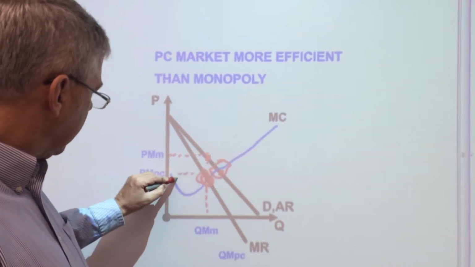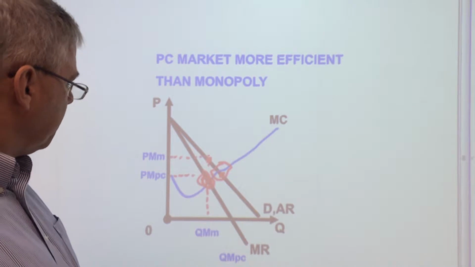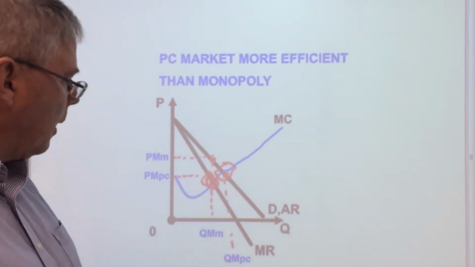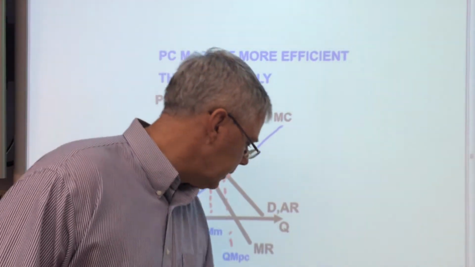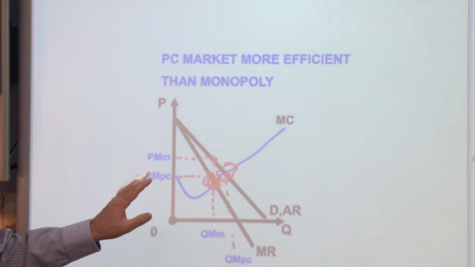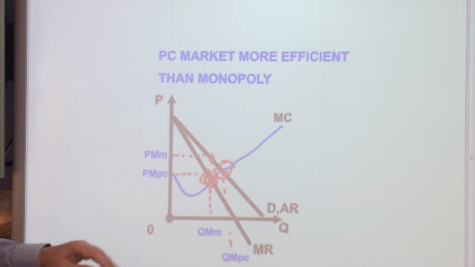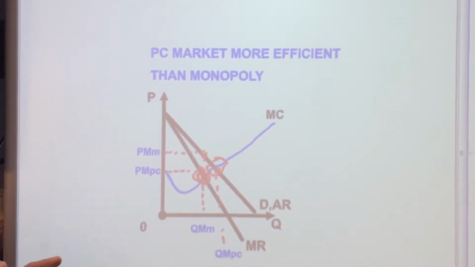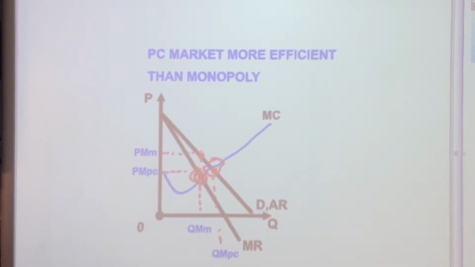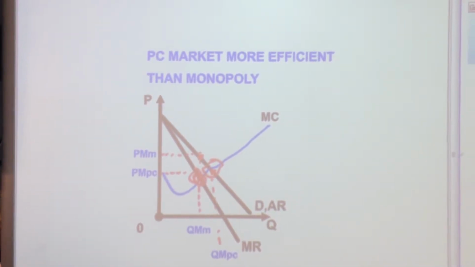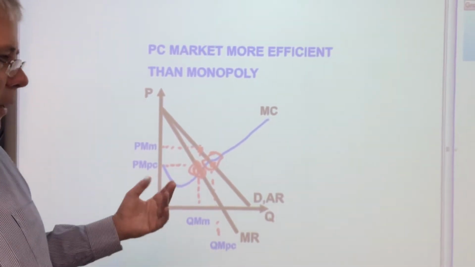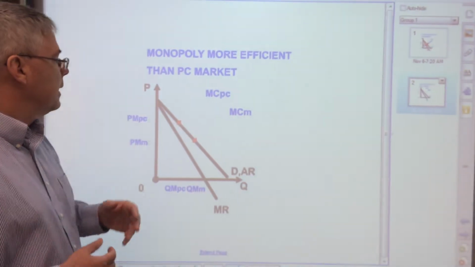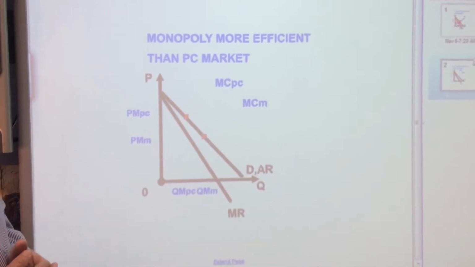So if we take our dotted line over to the profit maximizing price for PC and the profit maximizing quantity for PC, we can see that in this particular situation a monopoly is going to charge a higher price and produce a lower quantity. So in this case, the PC market is more efficient than a monopoly. Let me show you the other situation. Sometimes a monopoly can be more efficient than a PC market.